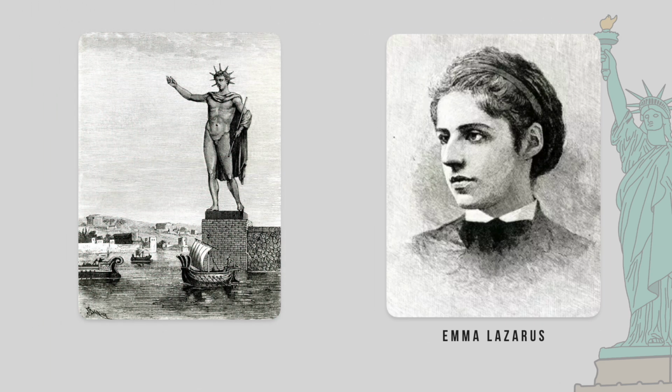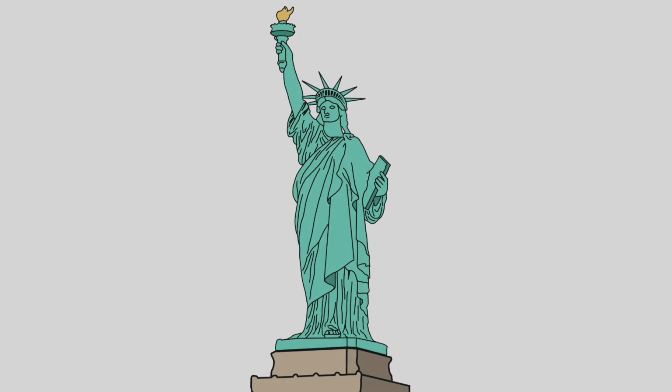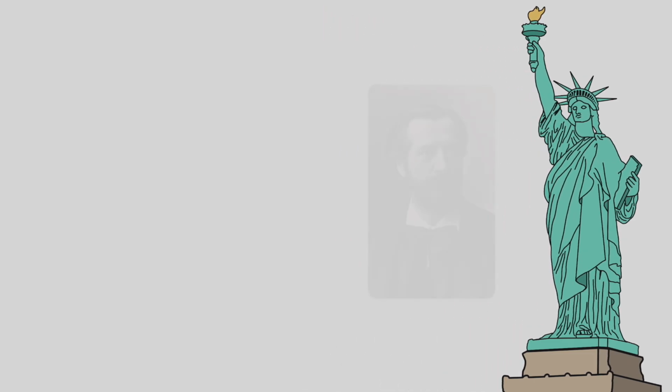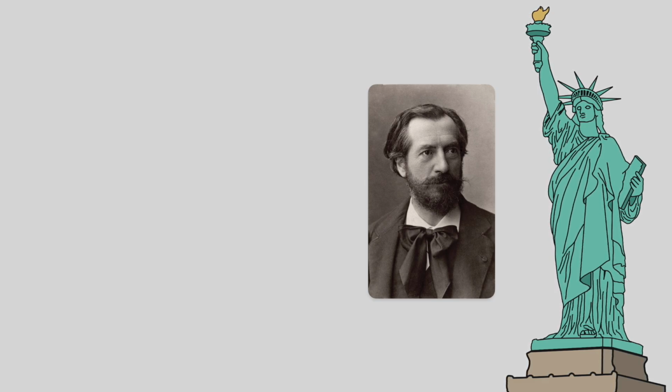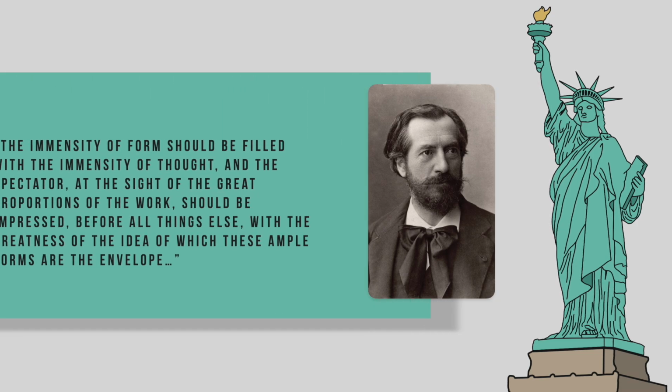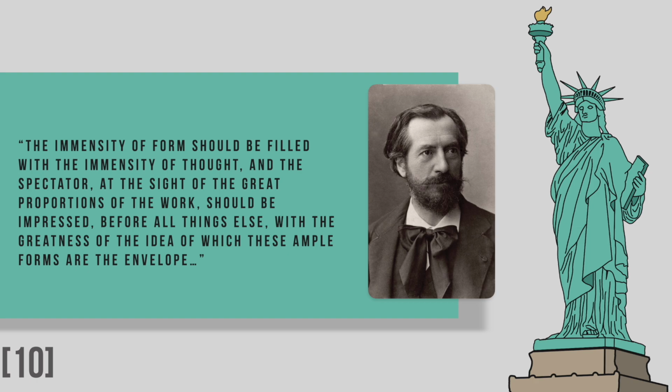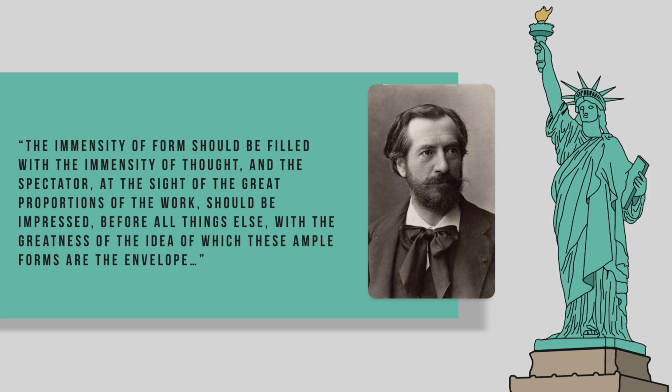Hearkening to the Colossus of Rhodes, a statue of the Greek sun god Helios, this new Colossus would be a beacon for those yearning to be free. This new Statue of Liberty possesses dual meanings, welcoming to the oppressed from afar and celebrating the breaking of chains domestically. These are certainly lofty ideals to be presented in the form of colossal sculpture, but for Bartholdi, that is precisely the point of the art form. In his 1885 recounting of the project, he writes, "The immensity of form should be filled with the immensity of thought, and the spectator, at the sight of the great proportions of the work, should be impressed before all things else with the greatness of the idea of which these ample forms are the envelope."